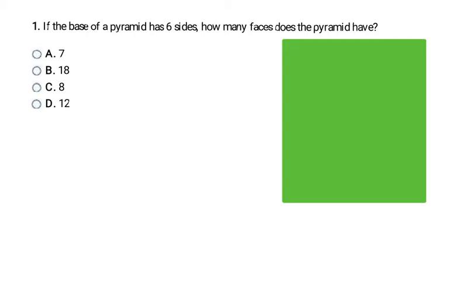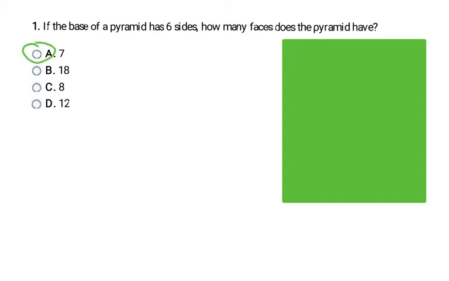Okay, so taking all that knowledge from our notes, let's go ahead and look at a few examples. If the base of a pyramid has 6 sides, how many faces does the pyramid have? So that means that we have a hexagon for the base of our pyramid, and then we have the 6 triangles coming up. Remember, a face is the flat side. So I have the bottom and then the 6 triangles. So that's going to be A, 7.